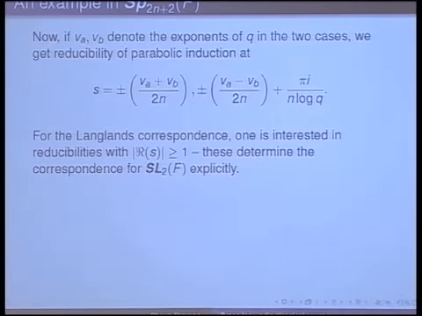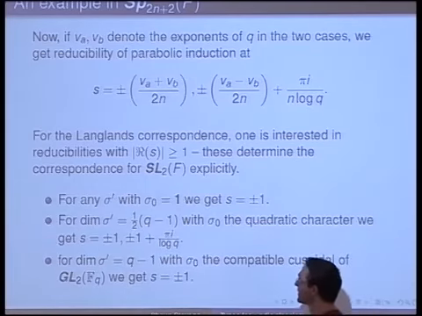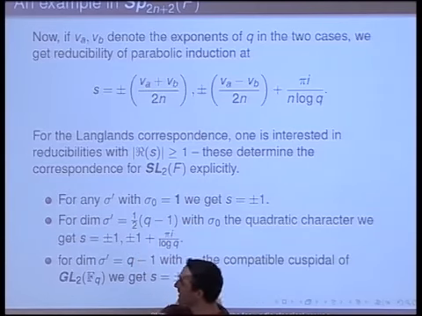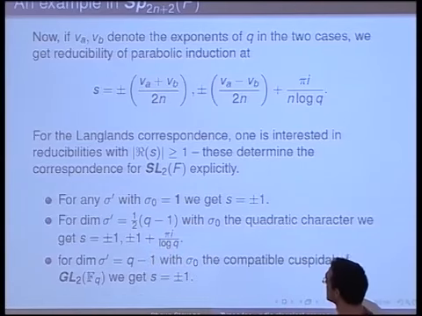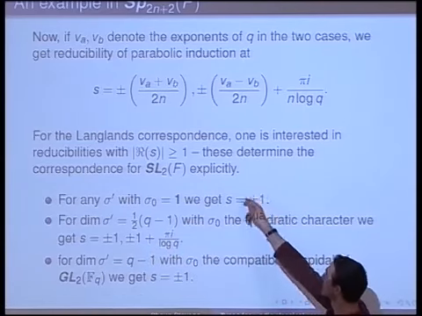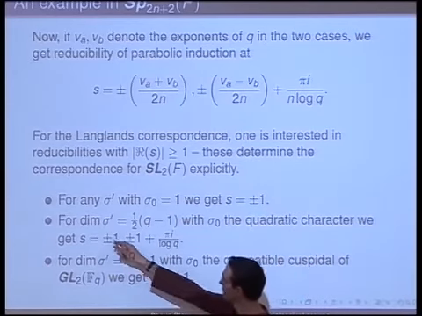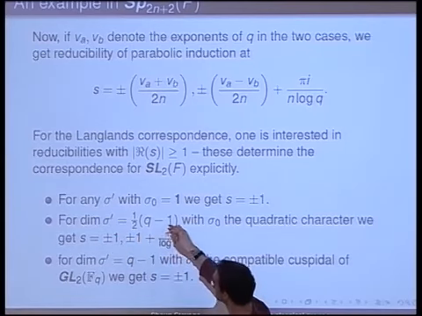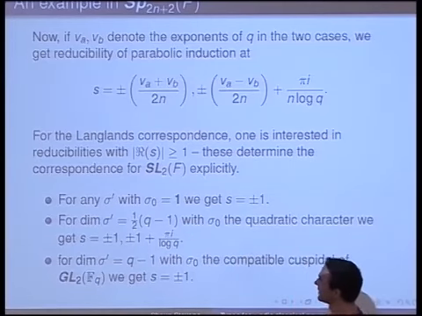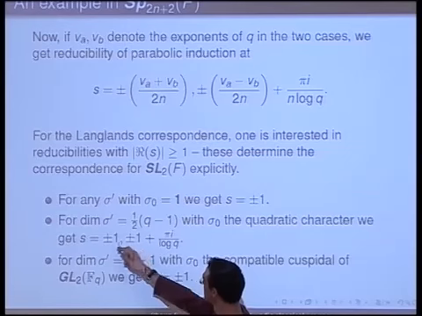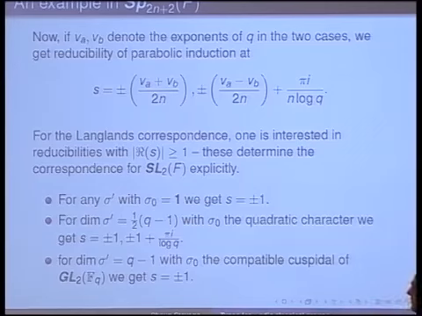And so just to write down when that does happen, first of all, if you take any sigma prime cuspidal representation of SL2 and the trivial character of GL1, you always get reducibilities at plus and minus 1. If you take one of the exceptional cuspidals of the SL2 and the quadratic character, then you get reducibilities here at plus or minus 1 and plus or minus 1 plus pi over log q.